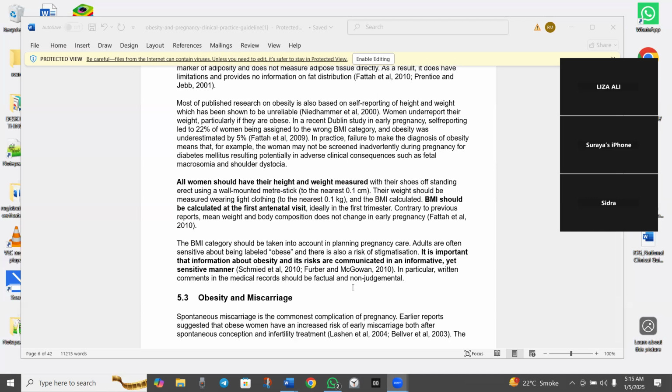exam. Okay. So when does she have to have her BMI calculated? Exam MCQ: first visit. Okay, at the first antenatal visit she has to have her BMI. Okay, this we finish it.